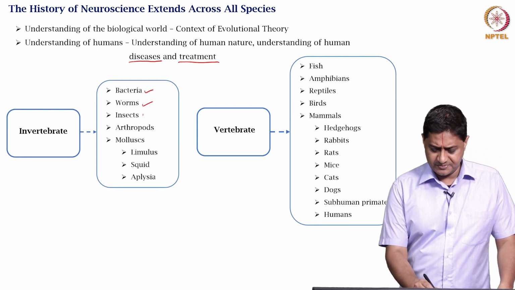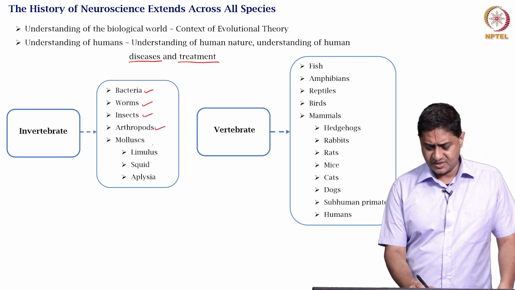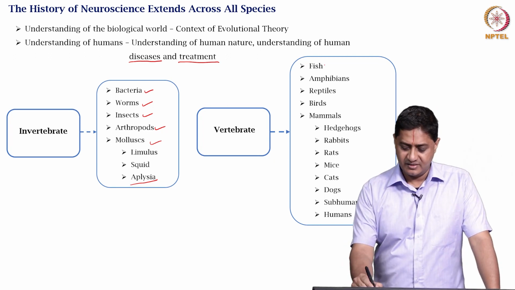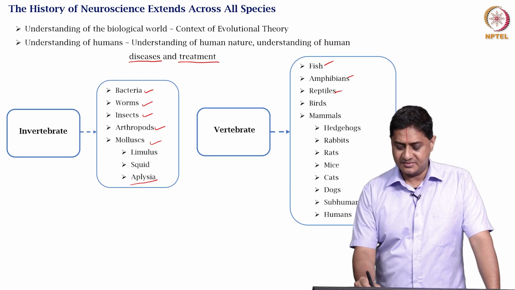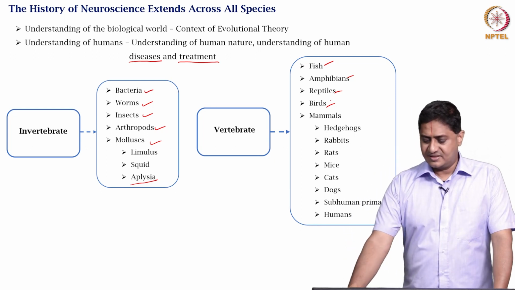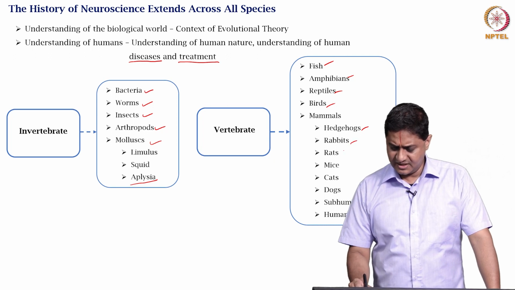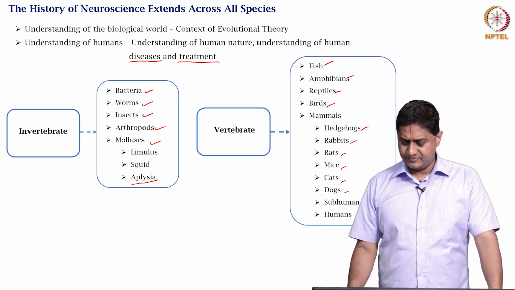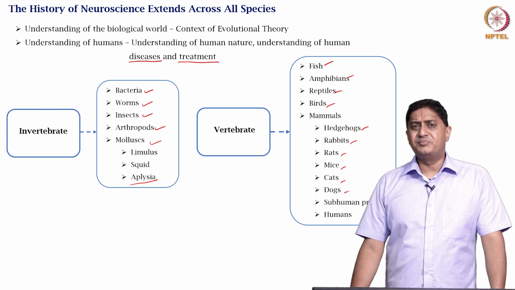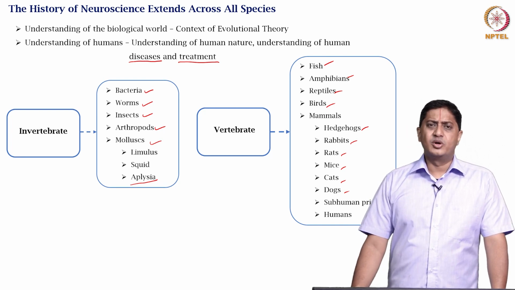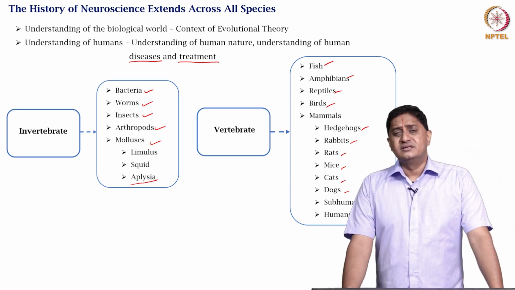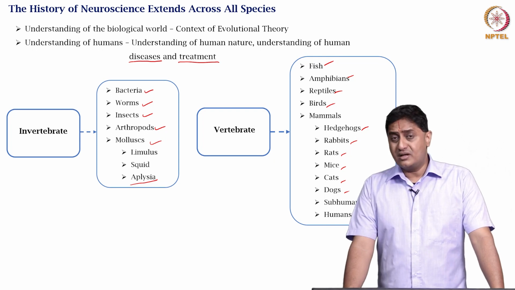to insects, arthropods, mollusks, for example, Aplysia. Then among vertebrates, we have fish and amphibians, reptiles, aves. Then we have mammals, the small mammals, hedgehogs, rabbits, rats, mice, cats, dogs, non-human primates such as macaques, and the big monkeys such as bonobos, chimpanzees, gorillas, orangutans. Then we have humans. There are studies that extend across all these species.